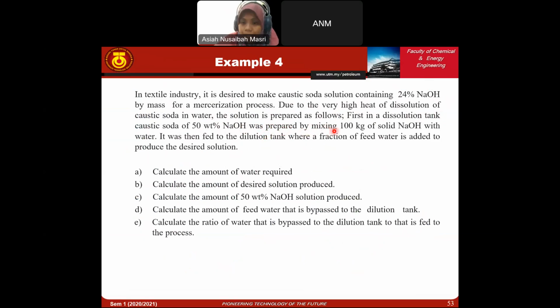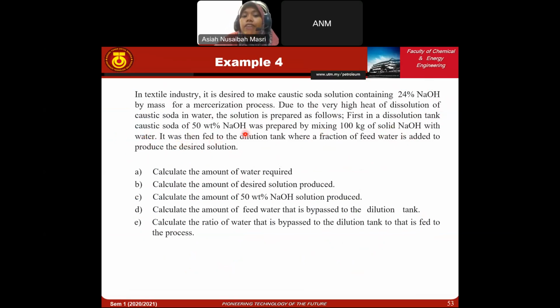By mixing 100 kilogram of solid sodium hydroxide. So how do we produce 50% sodium hydroxide? We mix 100 kilogram of solid sodium hydroxide with water. So we are expecting there should be a few streams. One stream would be a solid stream of 100 kilogram of sodium hydroxide. Another stream will be water. So there should be two streams.